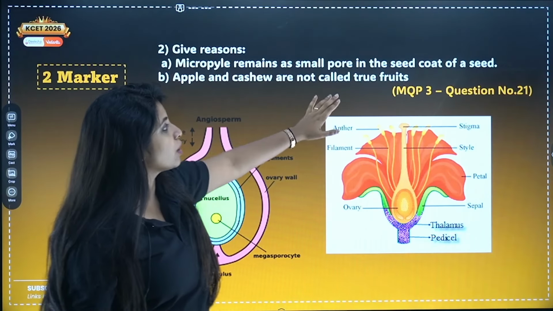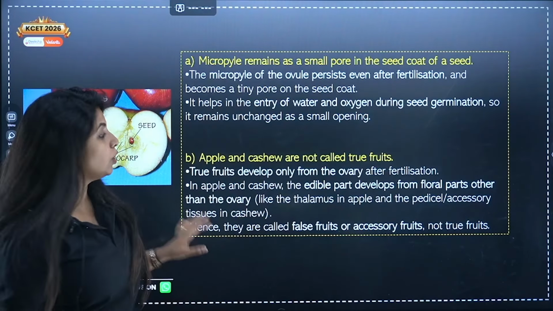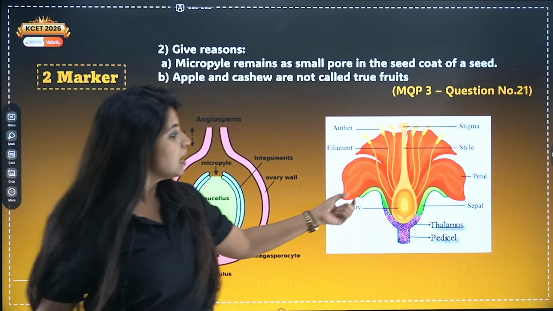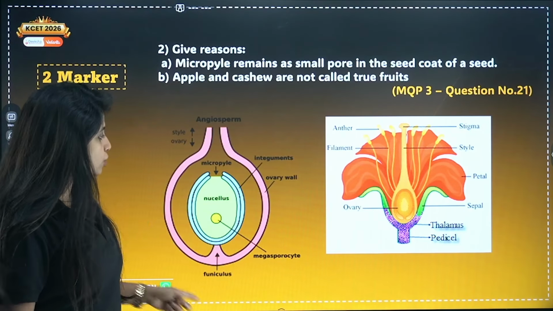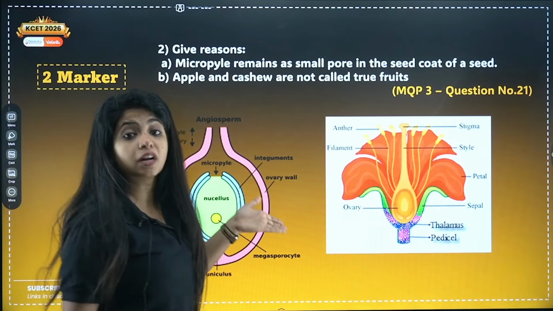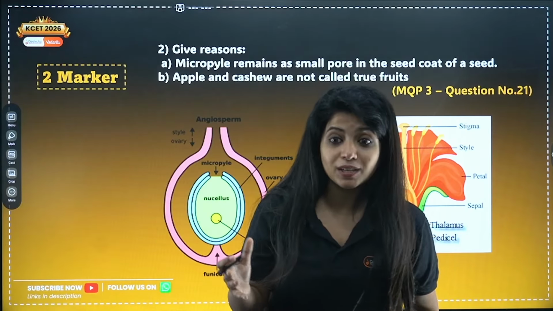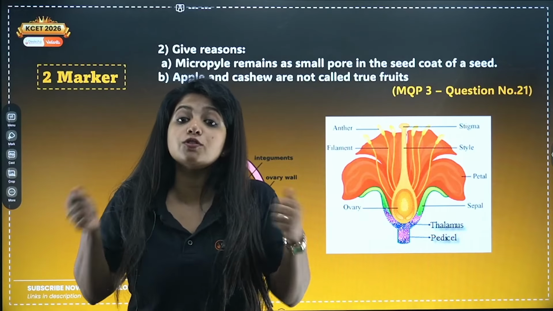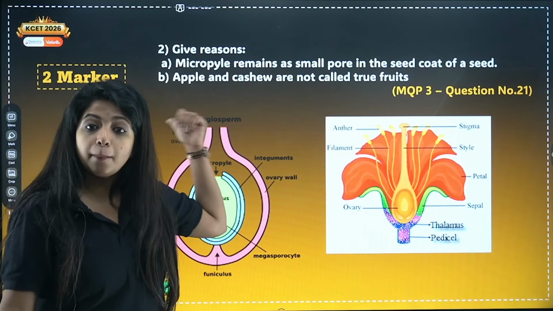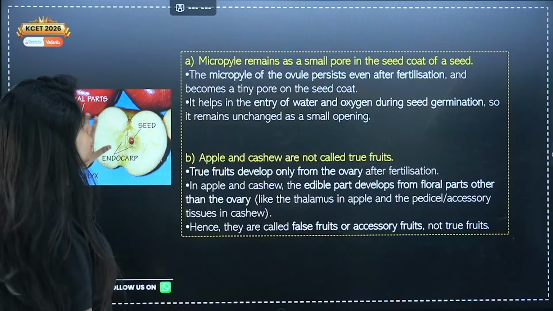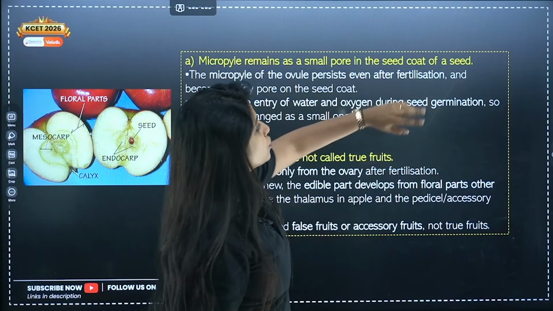Now apple and cashew are not called true fruits. Why are they not called true fruits? Usually the ovary, which is outside the ovule, is the one that transforms into fruit. But in some plants, some other parts of the flower also contribute to fruit formation, and that is known as false fruit. Apple and cashew are examples of false fruits.